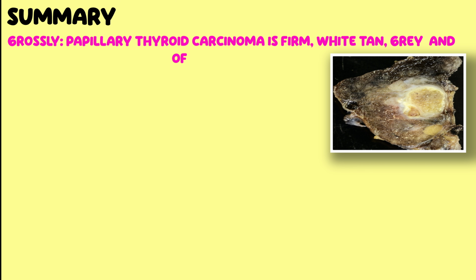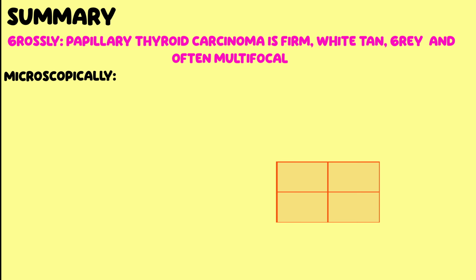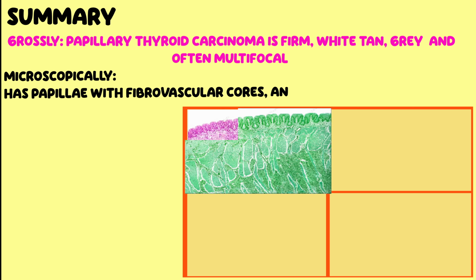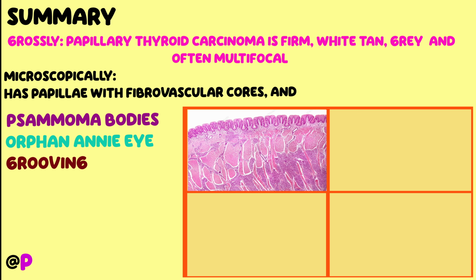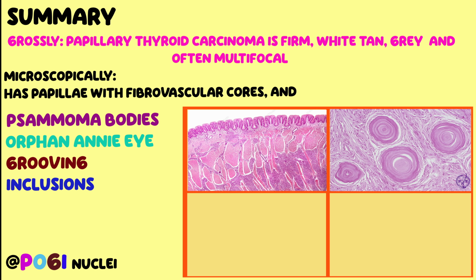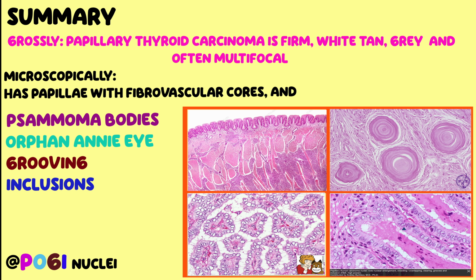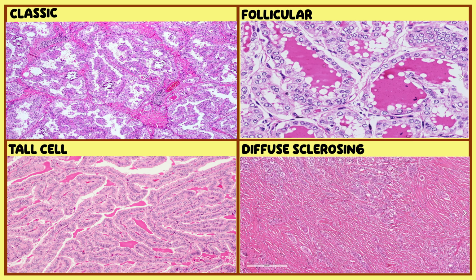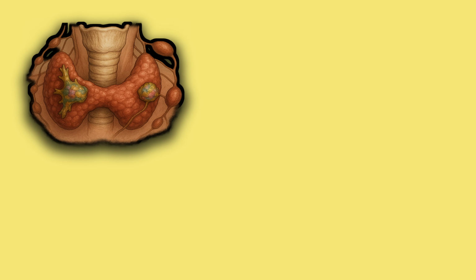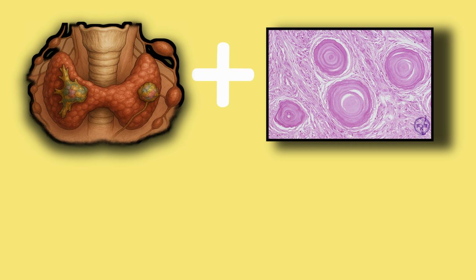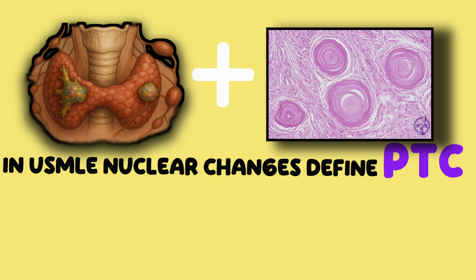So to summarize, grossly, papillary thyroid carcinoma is firm, white tan, gritty, and often multifocal. Microscopically, it has papillae with fibrovascular cores and POGI nuclei: Psammoma bodies, Orphan Annie, nuclear grooving, and inclusions. Key variants are classic, follicular, tall cell, and diffuse sclerosing. If there is lymphatic spread plus Psammoma bodies, then it's probably a USMLE popular question. So remember, on USMLE, the nuclear changes define PTC, not just the papillae.